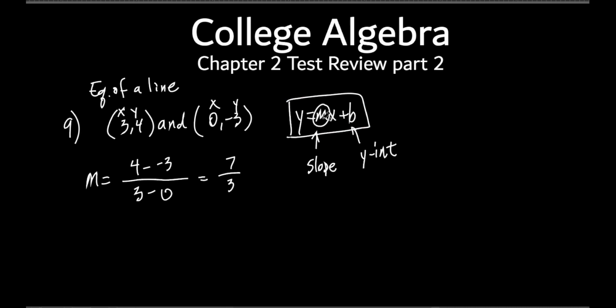So I know the slope. I just found it. It's 7/3. I know an x and I know a y. Okay, I'm going to use the 3 for the x and I'm going to use the 4 for the y. All right, so let's put that stuff in there.